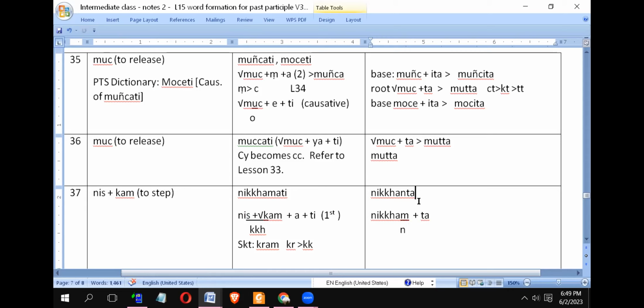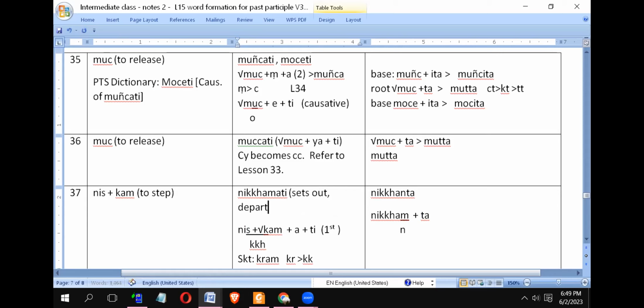Okay. So what's the meaning of Nikamati? You take the Pali meaning. Step up and depart. Okay, so depart. Okay, so how about the past participle?